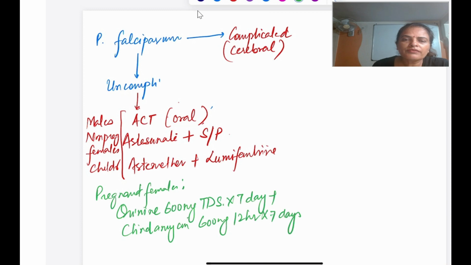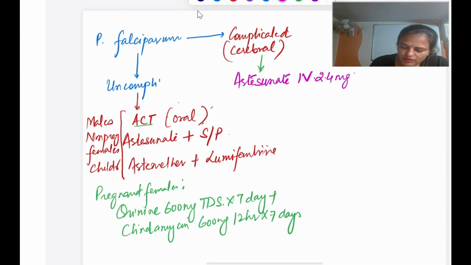Now for the complicated or cerebral malaria. Earlier we used to give IV quinine, but now we prefer artesunate. It is an ACT combination. Here we put the patient on artesunate IV, not quinine. Quinine is now not the drug of choice. It is a second line drug if the person cannot tolerate artesunate. Artesunate IV 2.4 mg per kg over a period of 4 hours, and this IV therapy has to be given for a minimum of 24 hours.